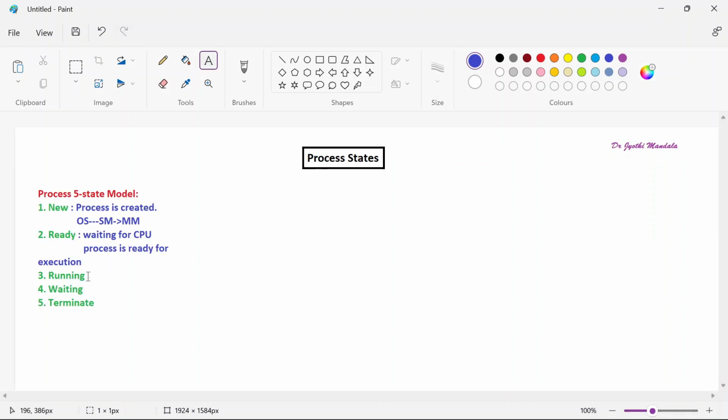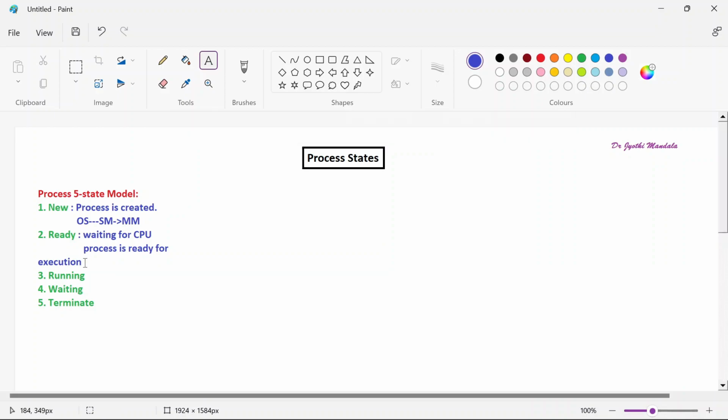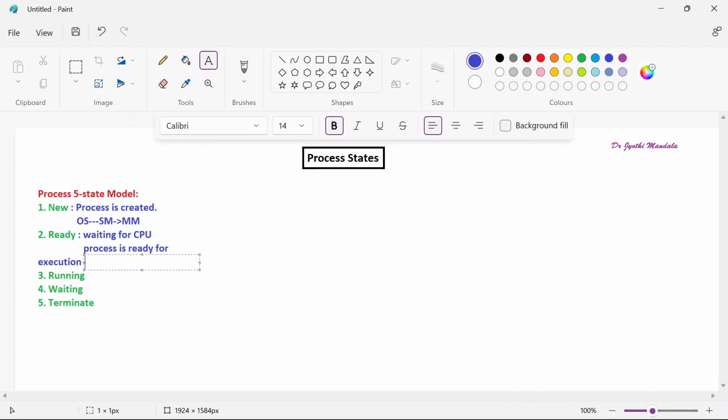Now coming to the next one, the next state is the running state. Here you need to understand, whenever we are talking about a ready state, we may have more than one process waiting for the CPU. So all those processes may be kept in a queue. That queue is called a ready queue. All the processes are kept in the ready queue. It is not like the main memory will have only one process; we can have more than one process. From this ready queue, one process can be copied and assigned to the CPU.